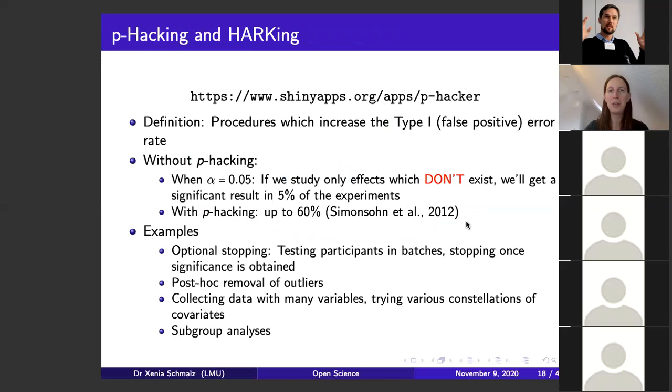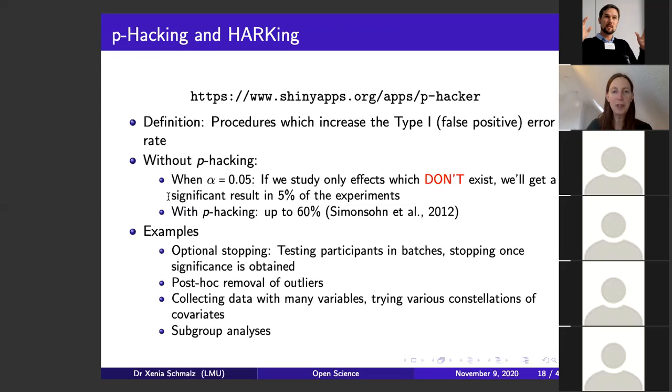So now I will talk a bit about the, so we've covered from the four horsemen, publication bias and low statistical power. And the other two are p-hacking and HARKing, which we will cover now. So if you want to know more about how p-hacking works, I recommend that you check out this link. You will have the slides later on, so you can have a look at the links in your own time.